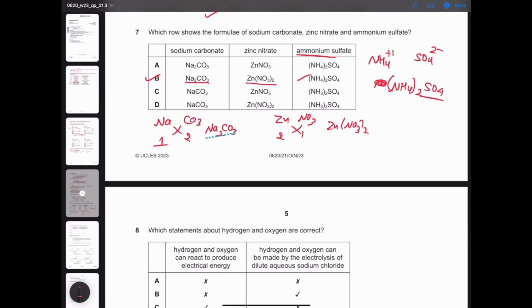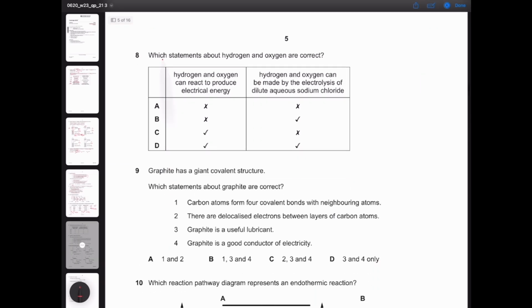Now, which statement about hydrogen and oxygen is correct? They are used as a fuel cell. There are a lot of cars out there as well that run on hydrogen fuel cell. So it should be out of C and D. Now, hydrogen and oxygen can be made by electrolysis of dilute sodium chloride. Is this correct? Yes, it is correct.